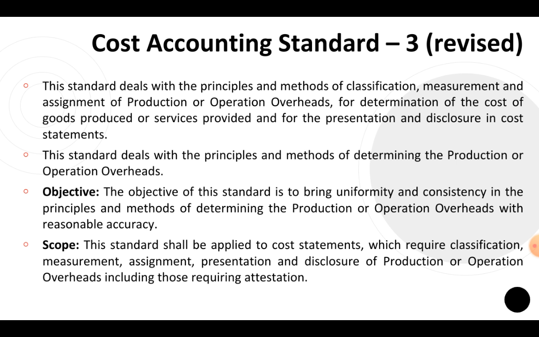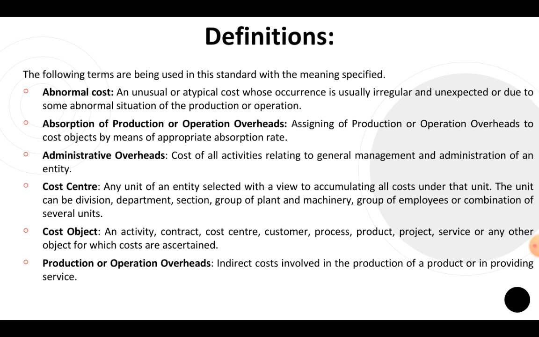Okay, so those are the objectives. That is the reason why we need this cost accounting standard, and those are the areas which are covered by the cost accounting standard 3. Now, as per the CAS 3, we have these few definitions, and we are going to be using these terms over and over again. So let's look a little into the meaning of these various terms.